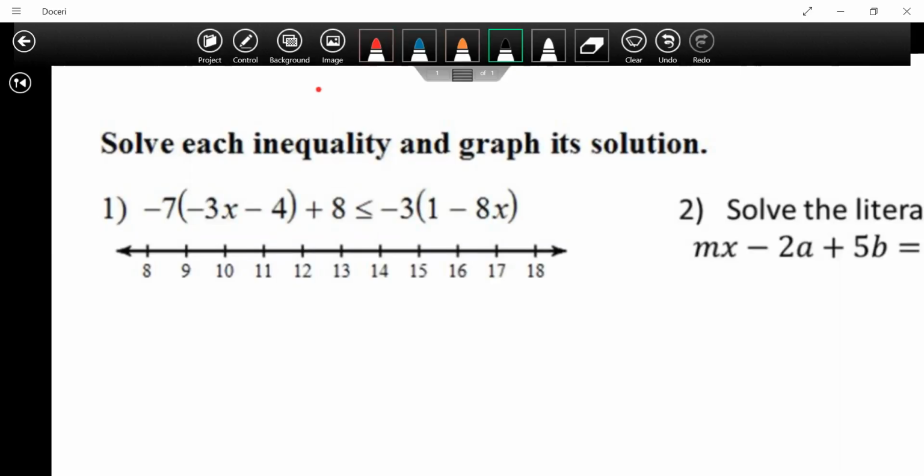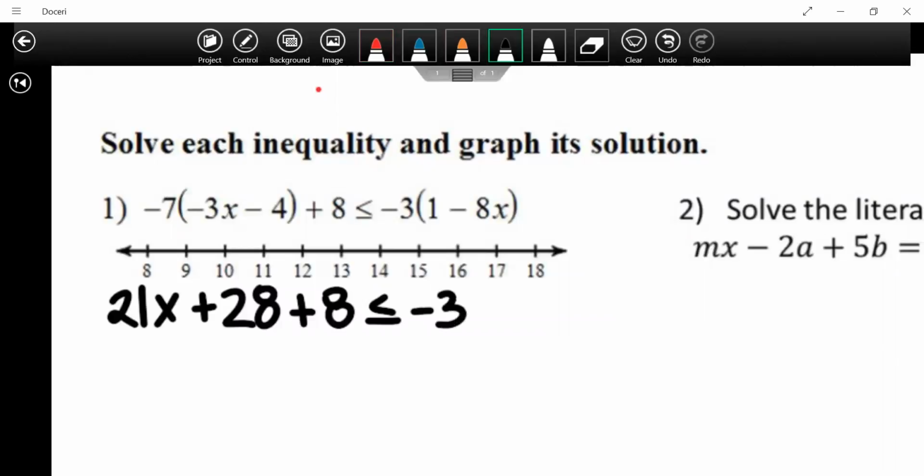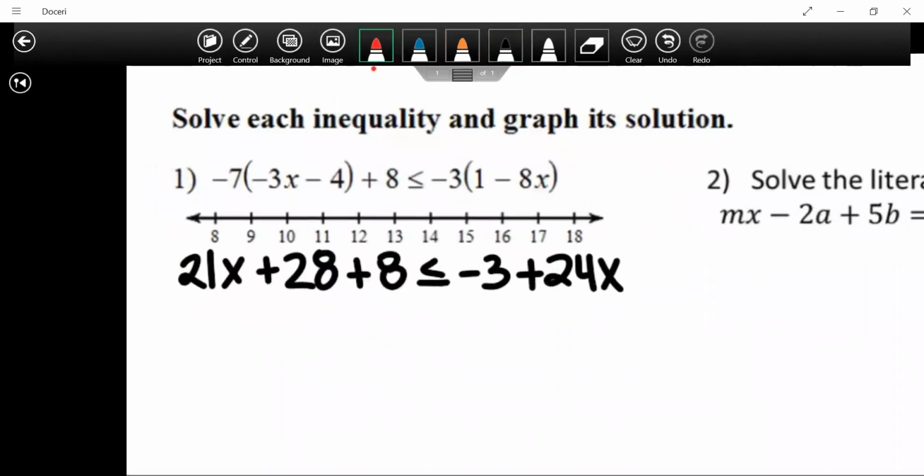What's my first step? Distributive property. 21x plus 28 plus 8 minus 3 plus 24x. Okay, that follows distribute. Next, combine like terms, which refers to each side. In that case, I can only add the 28 and 8, which gives me 36. Dropping down everything else.